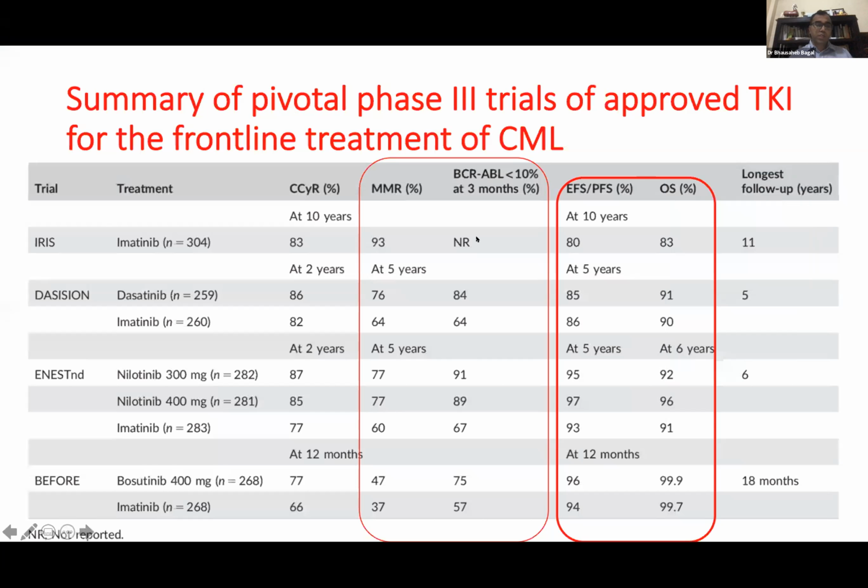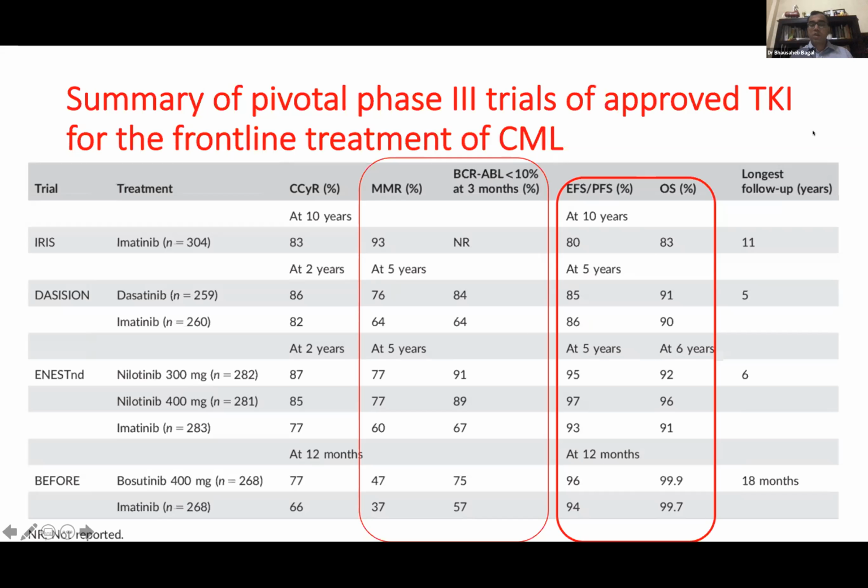So this is sort of a summary slide where I have put dasatinib, nilotinib and bosutinib data, respectively, when they were compared head to head with imatinib. So what you could see is there are different variable periods of follow-up, and the numbers may look different. But in each study, as compared to the imatinib arm, the rates of EMR and BCR-ABL below 10% at 3 months are higher for second generation TKI as compared to imatinib, but the event-free survival and overall survival doesn't change.